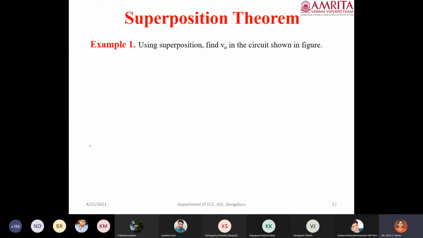Yes. So now let's go ahead with the first example for the superposition category. Using the superposition theorem, find V naught in the circuit shown over here. All of you please note down the circuit. Now, what is your observation? How many sources are there and what type of sources do you have?